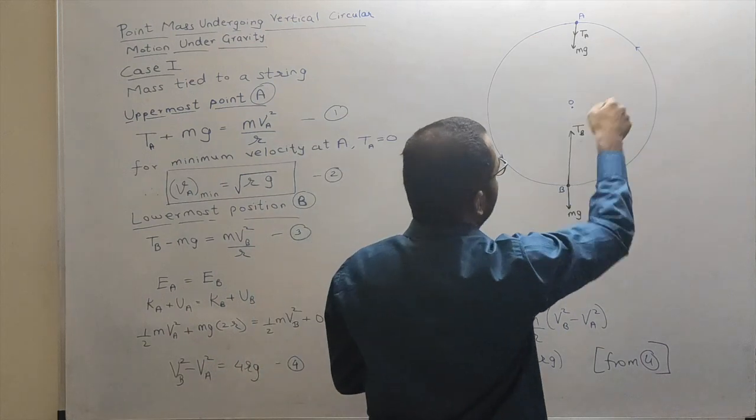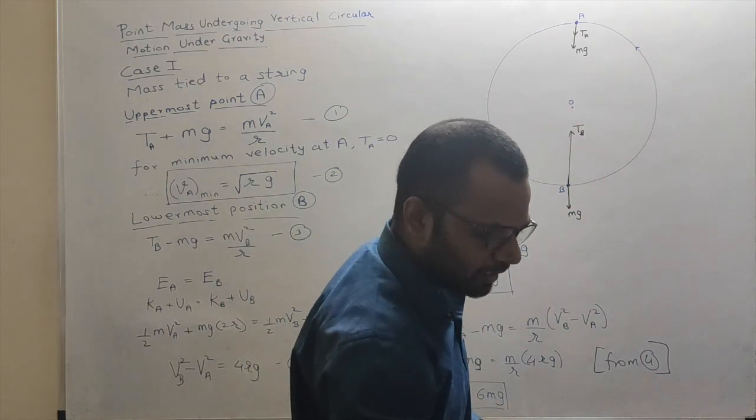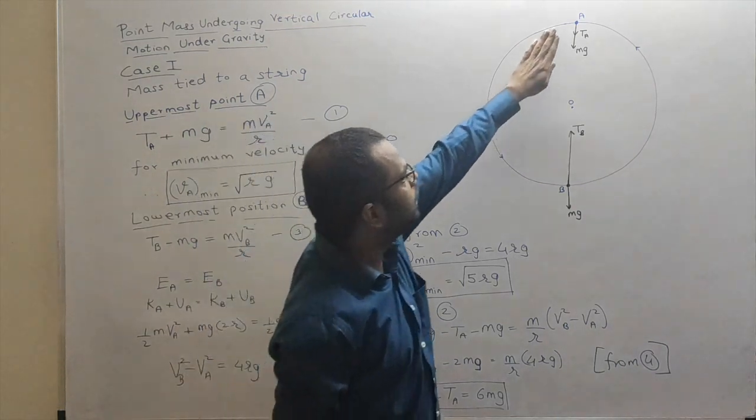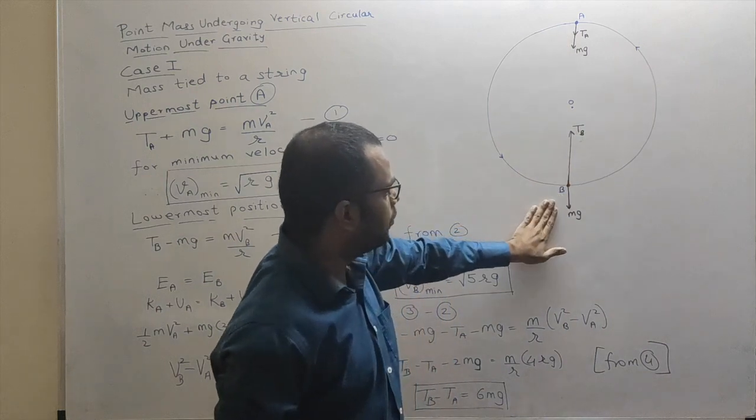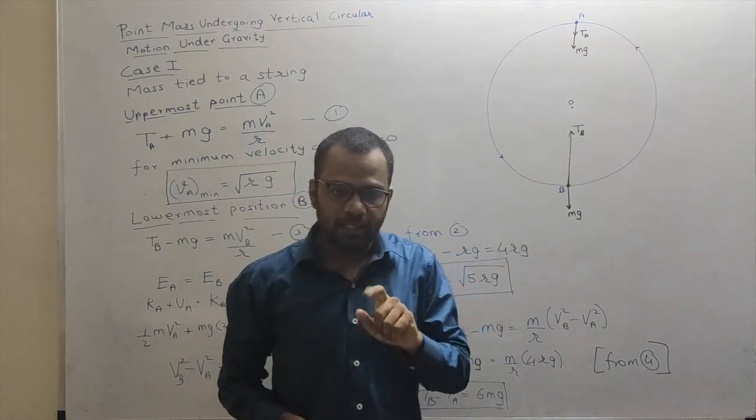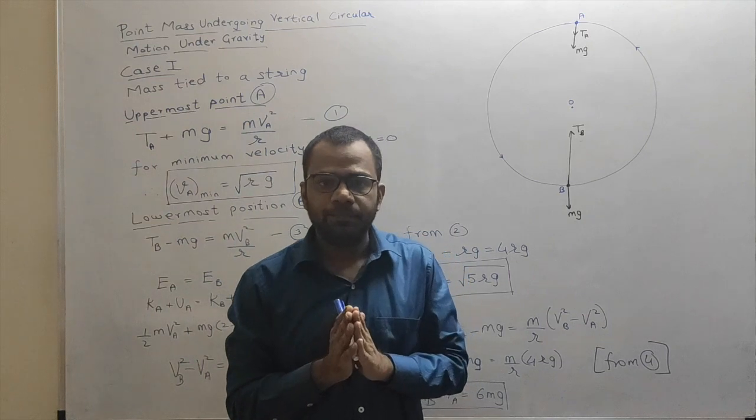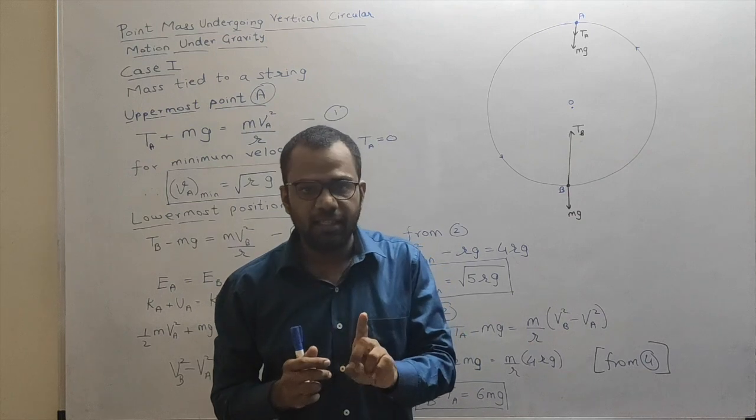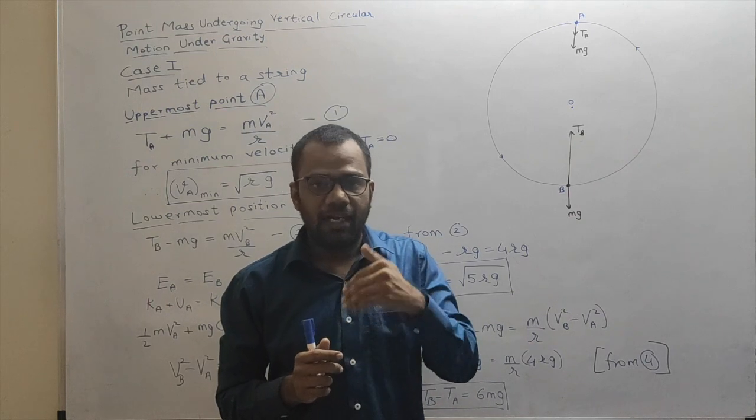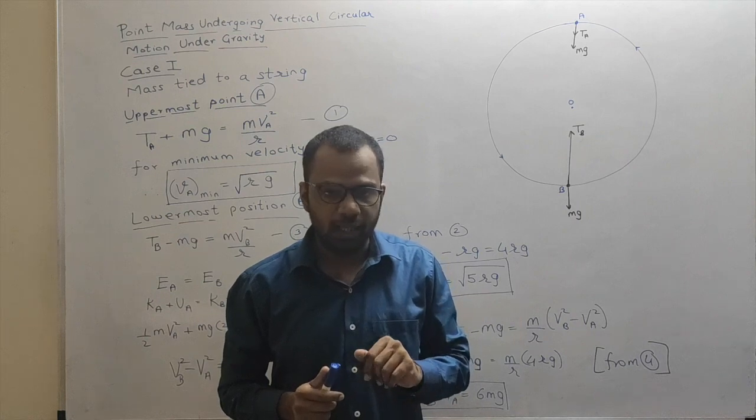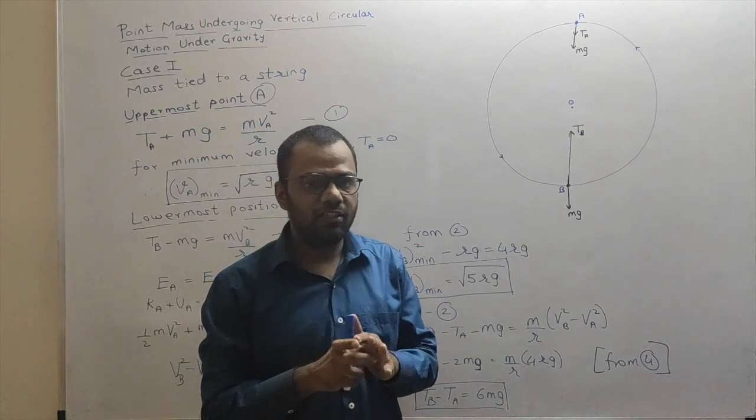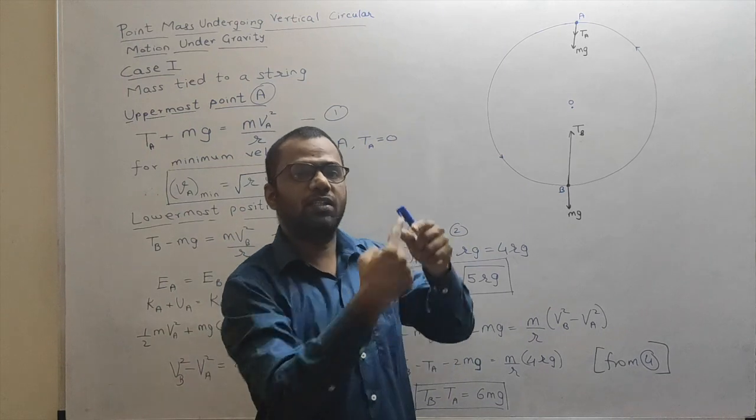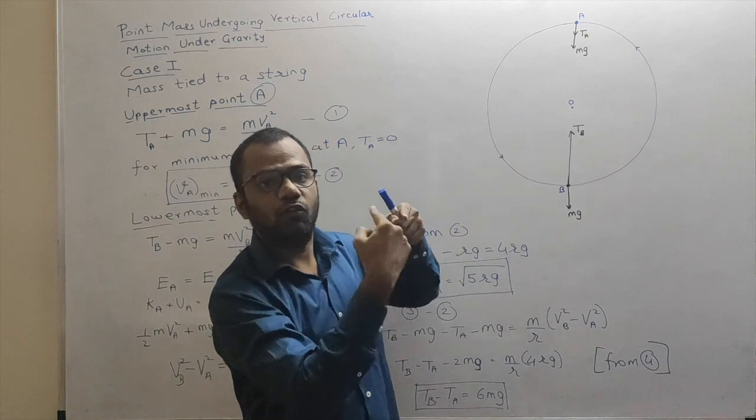I have not shown the string over here because the diagram would then become a little complicated. When the bob is at the top position, I have shown the forces on it. When the bob is at the bottom position, I have shown the forces on it. Once again, which forces will act on the bob? There will be only two forces acting on the bob. One is the tension in the string and the other is the gravitational force. The gravitational force will always act vertically downwards, and the tension in the string will act towards the center along the length of the string.